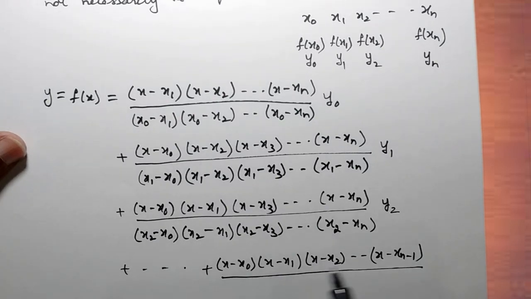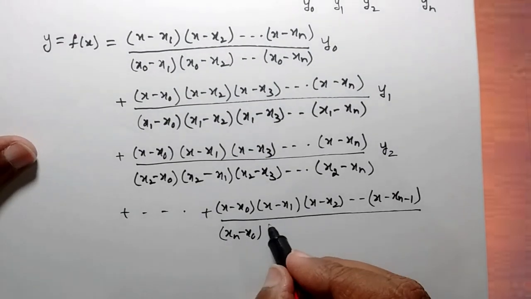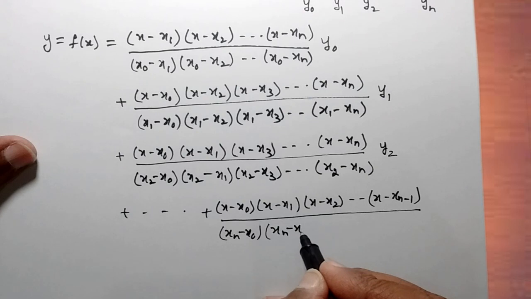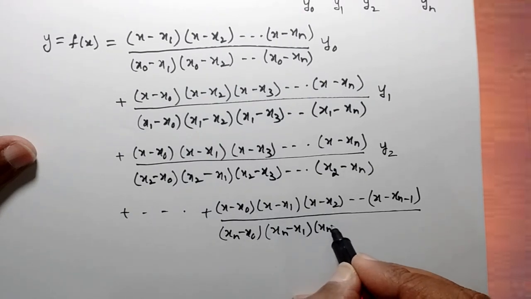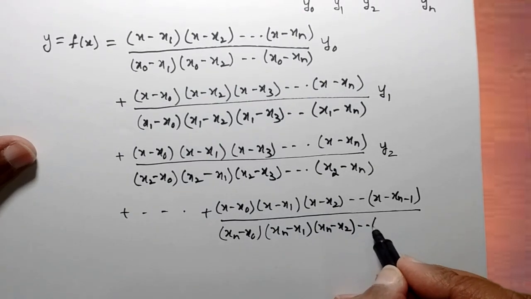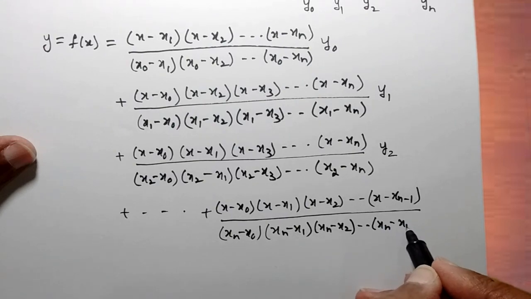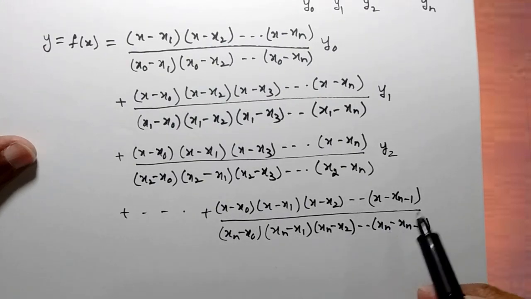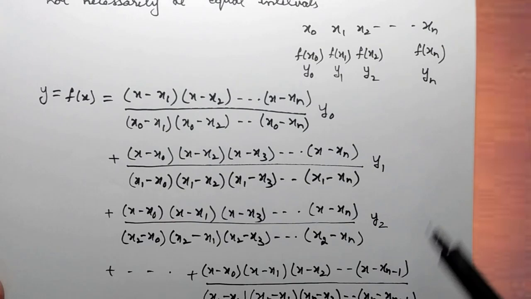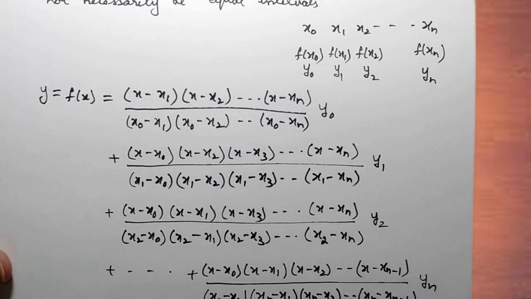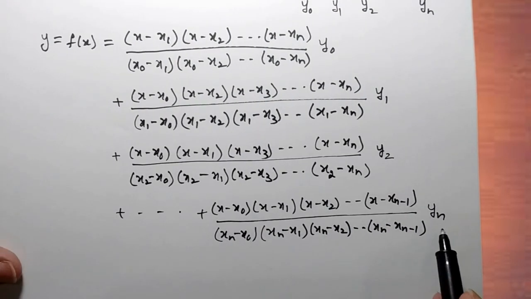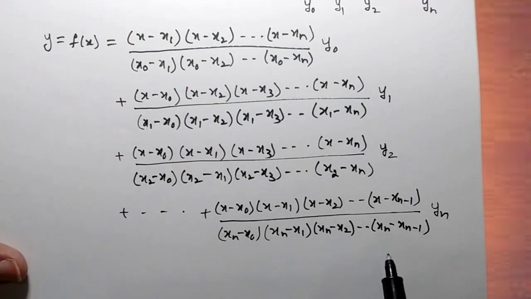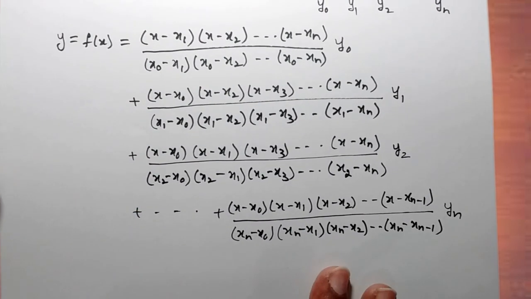So what is missing here? xn is missing. Therefore, I'll replace this x by xn. So xn minus x0, xn minus x1, xn minus x2, and so on, xn minus x(n-1). The corresponding value of y with respect to xn will be yn. So I'm writing that value to be yn. So this is the formula that we have, which is the Lagrange interpolation formula.